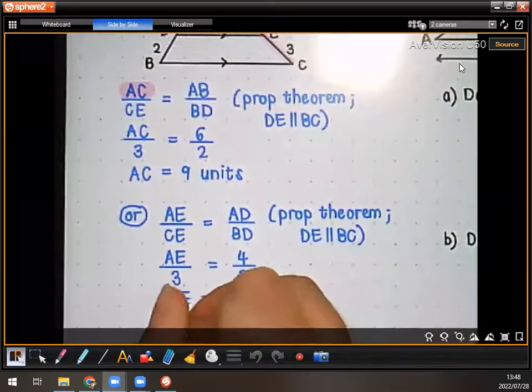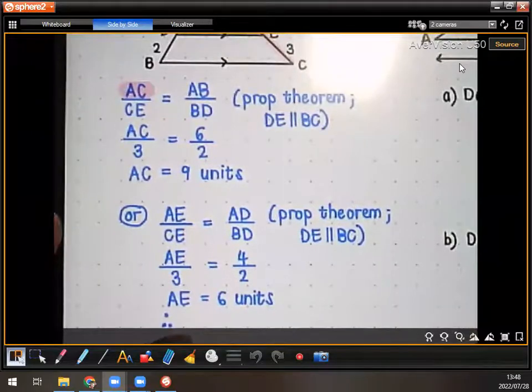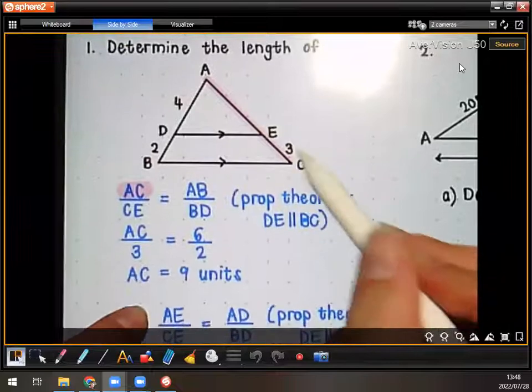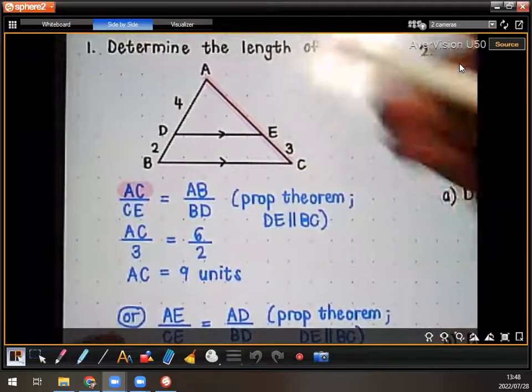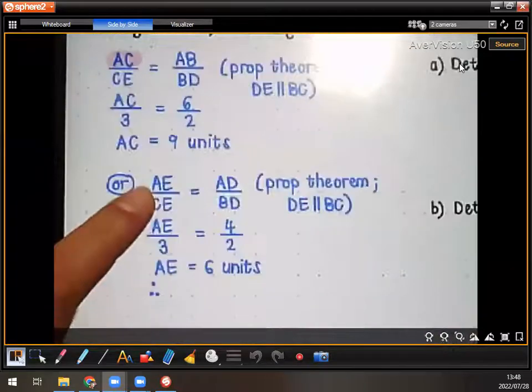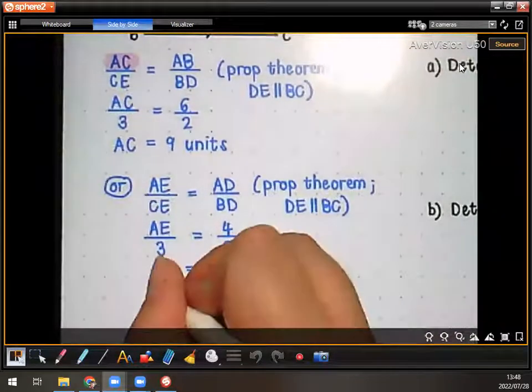But they were actually asking for AC, which is AE plus EC. All right, 6. This is 6. 6 plus 3. So AC is 9.